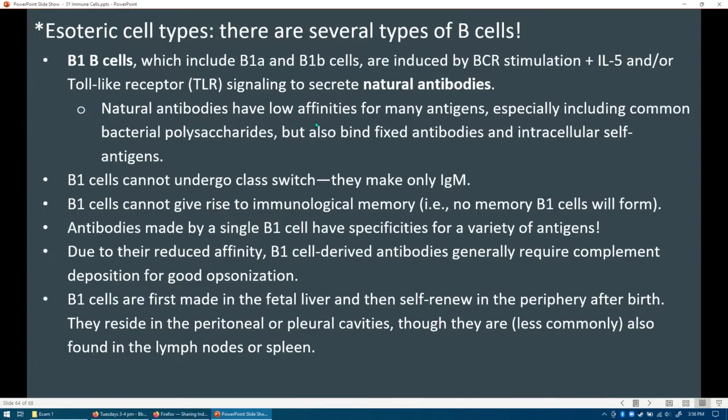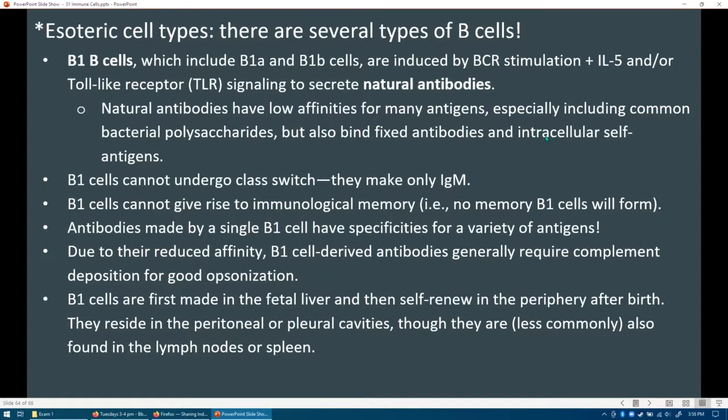Natural antibodies have low affinity for many antigens, including common bacterial polysaccharides, but they also bind to fixed antibodies that are bound to an antigen. So they help to just coat things that are already an issue. They help just amplify the marking of that issue. And they bind to intracellular self-antigens.